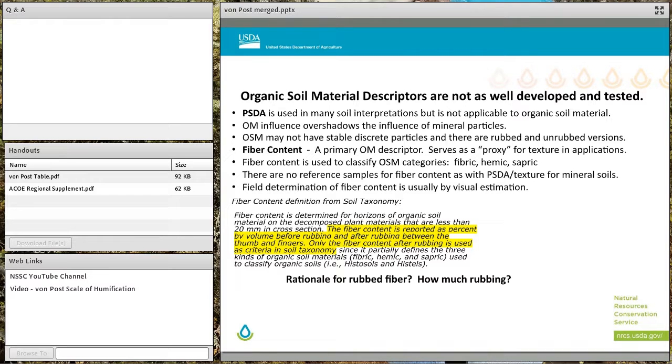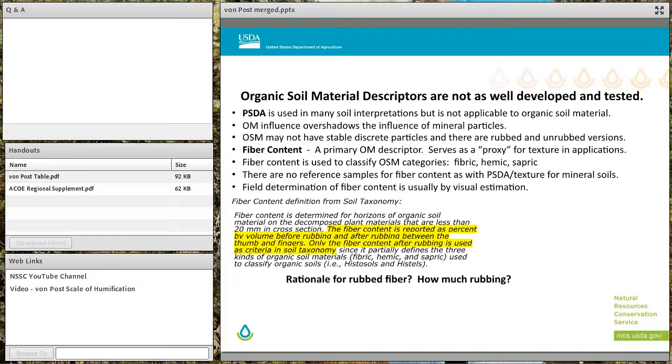Fiber content has kind of emerged as the dominant or one of the primary descriptors that's used for organic soil materials. And in some cases, it kind of serves as a proxy for texture. In applications where you would use texture, you would use fiber content. As Mike and Matt kind of alluded to, the primary classification categories use fiber content. And on the good side, it's fairly easy. It's something that can be determined in the field fairly quickly and easily.